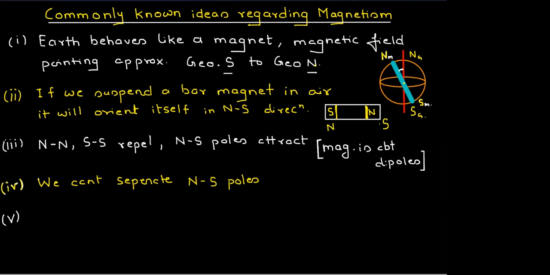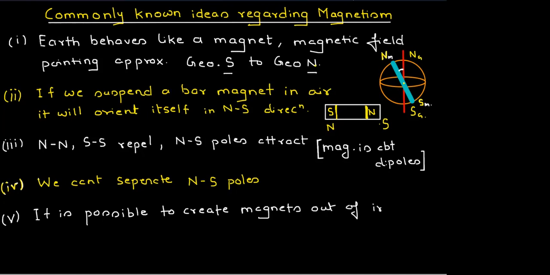So that's the reason. And the fifth point is that it is possible to create a magnet. For charges, it was not possible to create or destroy the charges, right? But over here, it is possible to create magnets out of iron and its ore.